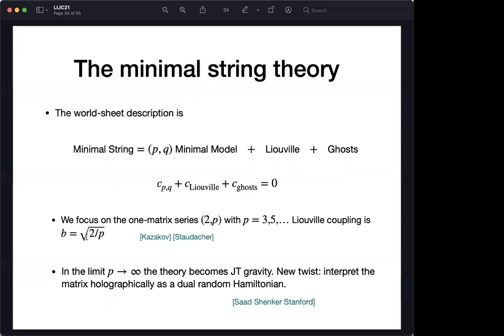And I will use the usual notation for the Liouville coupling as b equal to square root of 2 over P. So when P is large, b is small. Okay, so then the theory becomes simpler. In the large P limit, the point is that this theory becomes JT-gravity. And the new twist that I mentioned before is that the matrix should be interpreted as a holographic Hamiltonian, or as a Hamiltonian in a holographic sense.